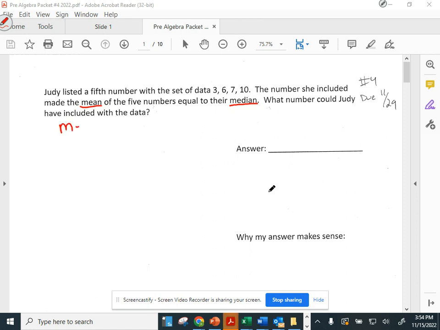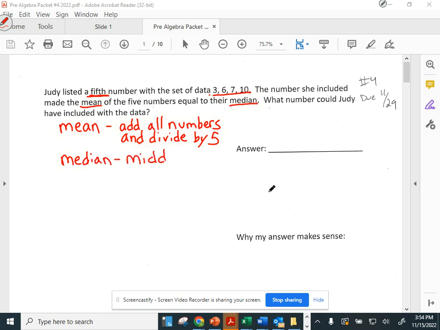So remember, to find the mean, you add all numbers up and divide by how many numbers. So we're going to divide, she has 4 numbers and she adds a fifth, we're going to divide by 5. That's going to get us our mean. The median is the middle number. So when you write your numbers out, that middle number needs to equal the same as what the mean is.